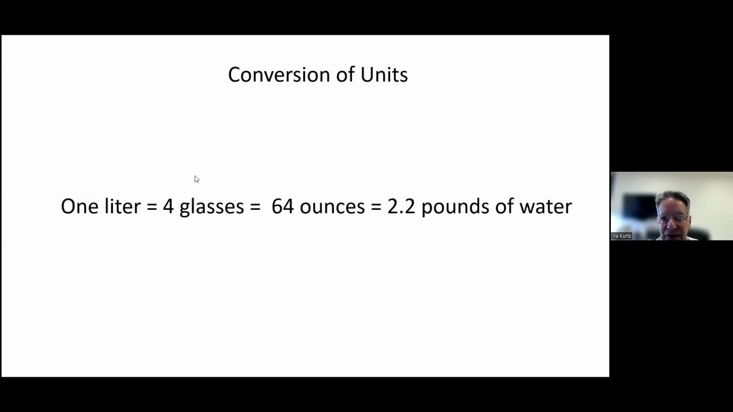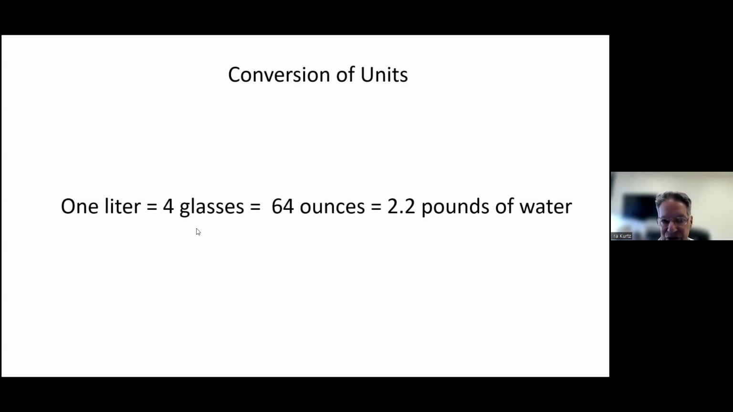Now, let's convert some of these units. 1 liter is 4 glasses of water, which is 64 ounces, which is about 2.2 pounds. We're all talking about the same thing. These different names, pounds, ounces, glasses, and liters, are what we call in chemistry or physics different units. You're not saying anything different, though. It's like you're translating it from Latin to Spanish to English. It's all the same amount. It's just called different words.